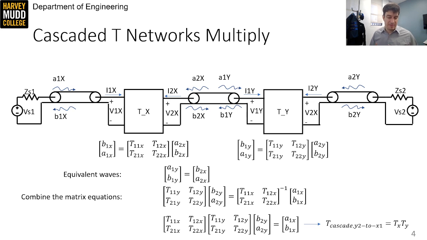I call this out because my memory tool for remembering the direction that you multiply the T matrices is noting that I need to apply Ty to A2y, B2y first, and then Tx, and that matrices are applied to a vector from right to left.